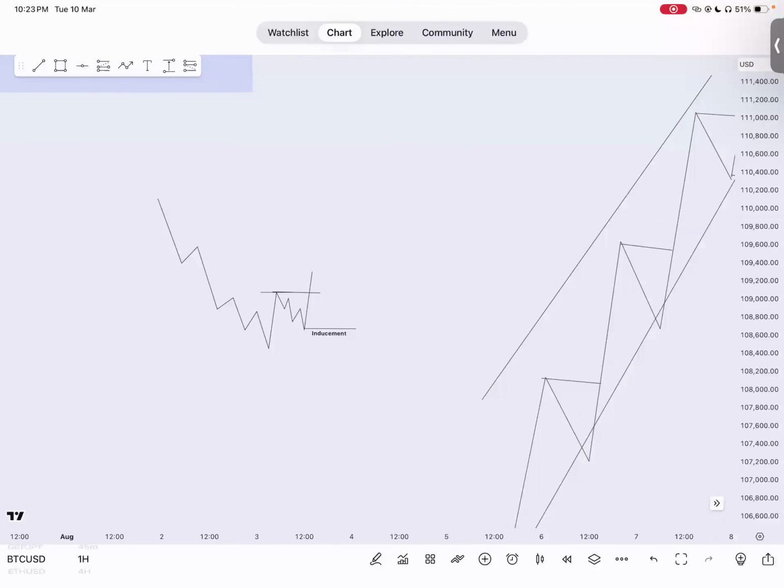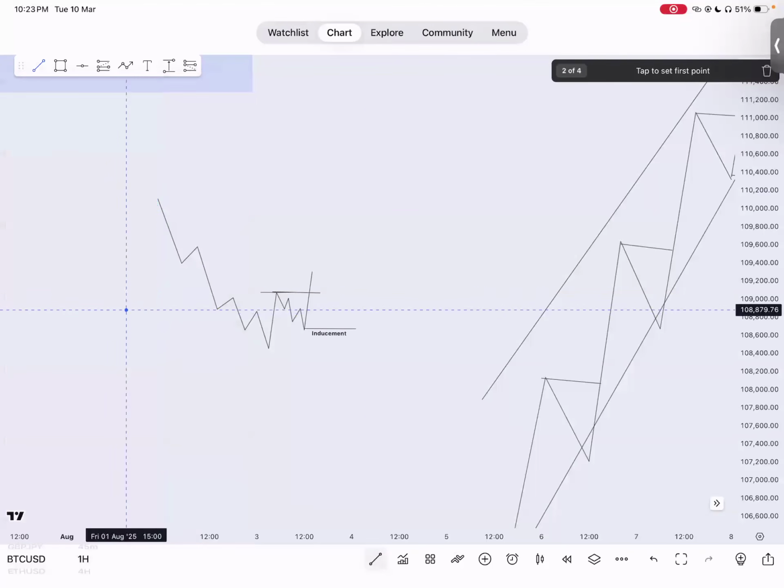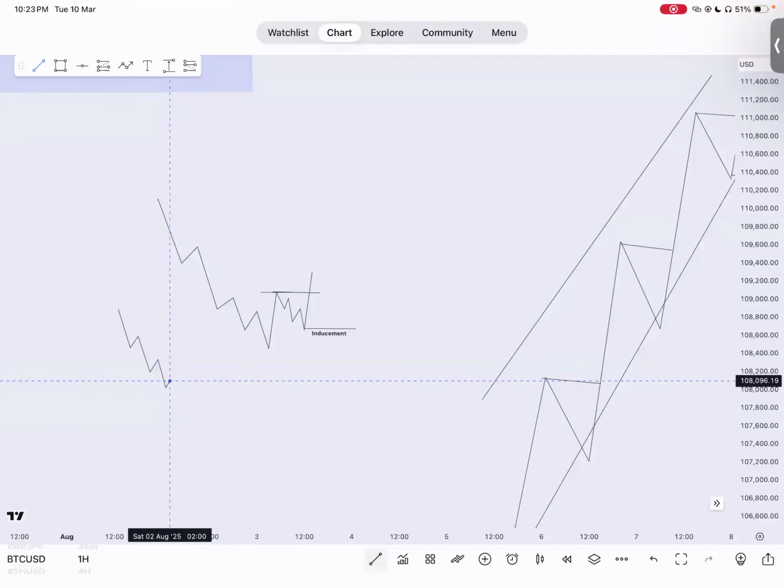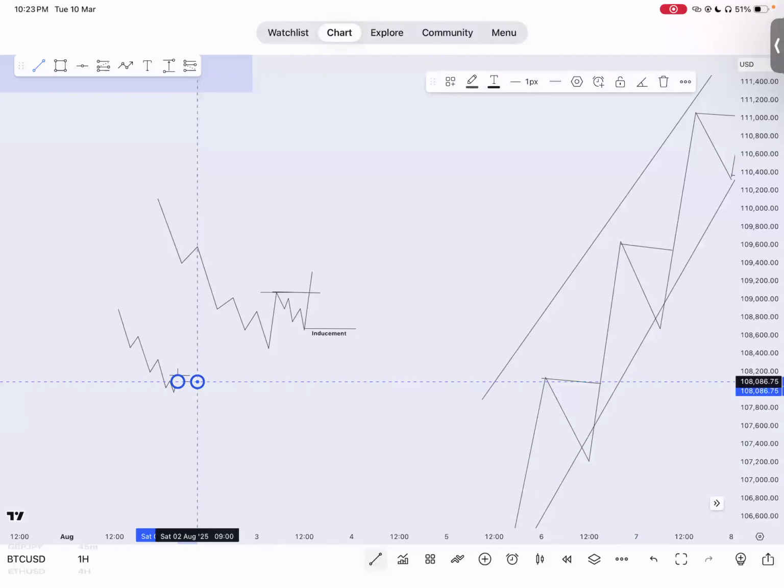Proper inducement. This can also be an inducement. Lower high, lower low, lower high, lower low, lower high, lower low. MSS. The candle for the MSS closes. The next candle gives us a pullback, but it does not close below here. It just pushes up immediately and takes out this zone. This pullback, this candle wick, can also be an inducement as well.